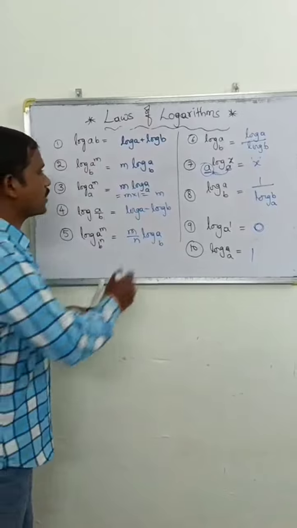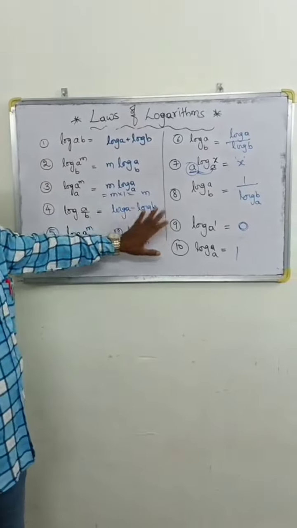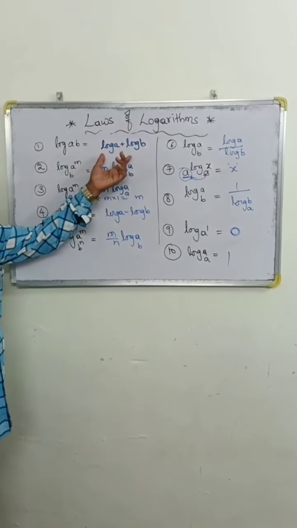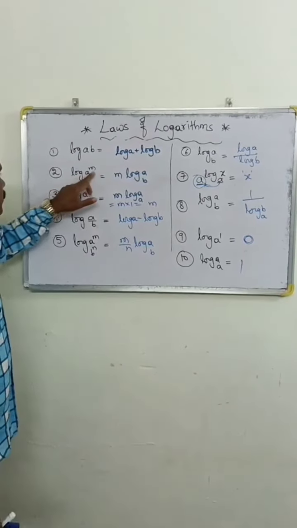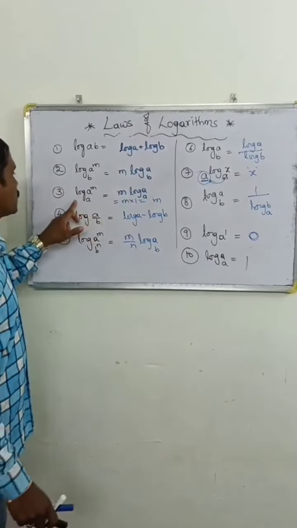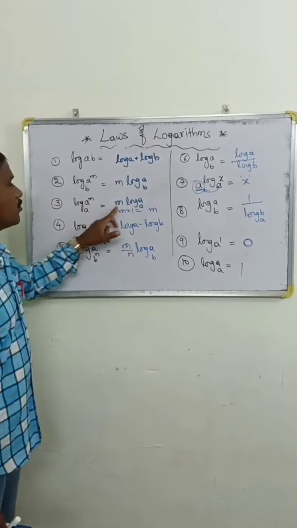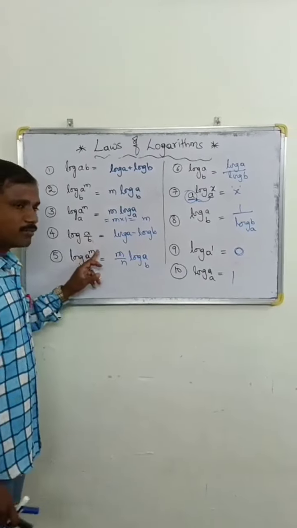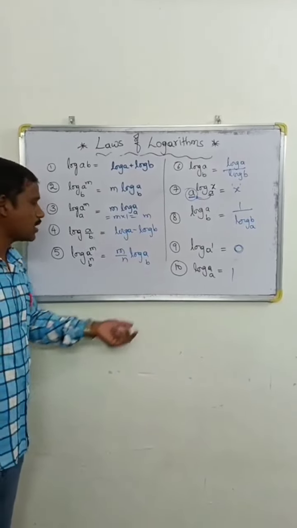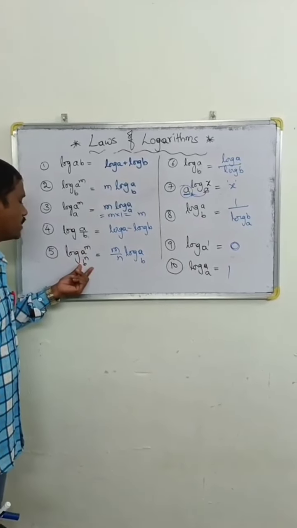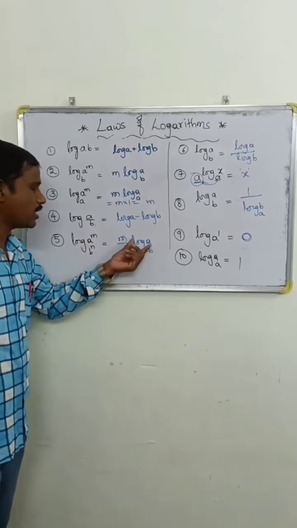These are the 10 formulas or 10 laws of logarithms. First one, log A into B equals log A plus log B. Log A power m base B equals m into log A base B. Next one, log A power m base A equals m into 1, which means m. Next one, log A by B equals log A minus log B. Log A power m base B power n equals m by n log A base B.